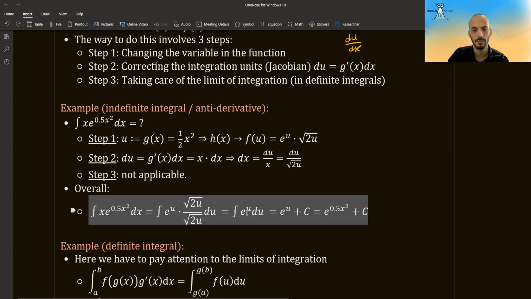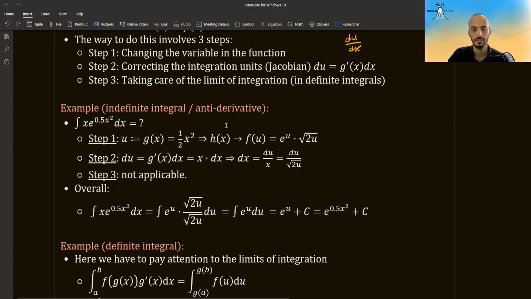And of course, the integral of e to the power of u is just e to the power of u plus some constant. And now we can change back again: e to the power of half x squared plus some constant. So this is a way to find the antiderivative.